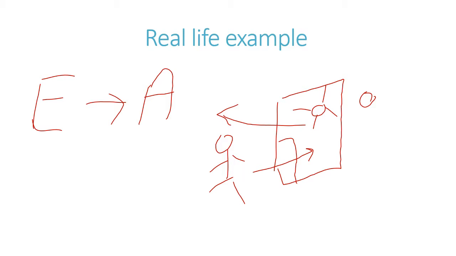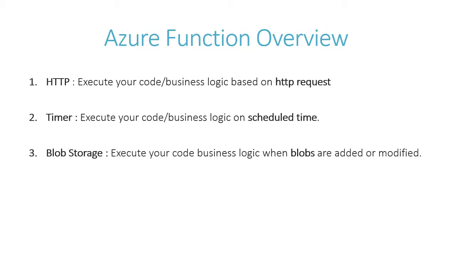Let me explain what exactly we can achieve through Azure Function. Here you can see I have only covered three types of Azure Function. We have a few other types of function, but these three are very popular. So first one is the HTTP trigger function.